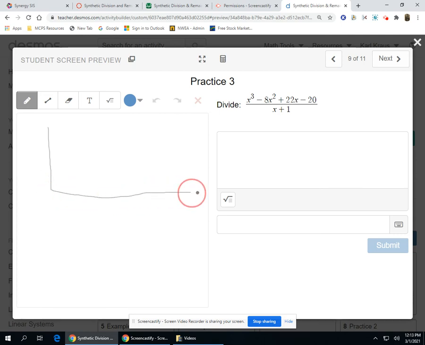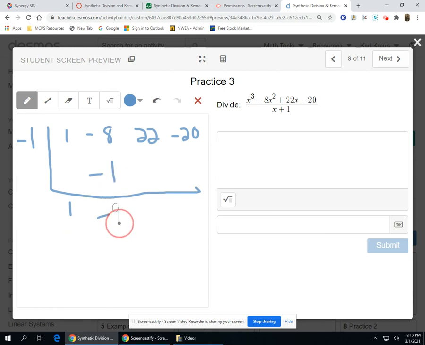Number 9, make this a -1, so 1, -8, 22, and -20. Bring down the 1, multiply, add, you get -9, multiply, you get +9, 31, multiply, you get -31, add, you get -51.